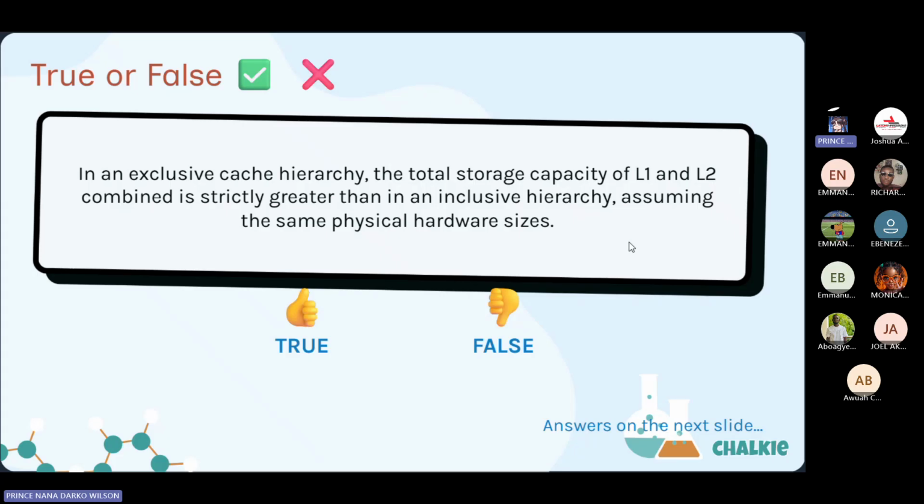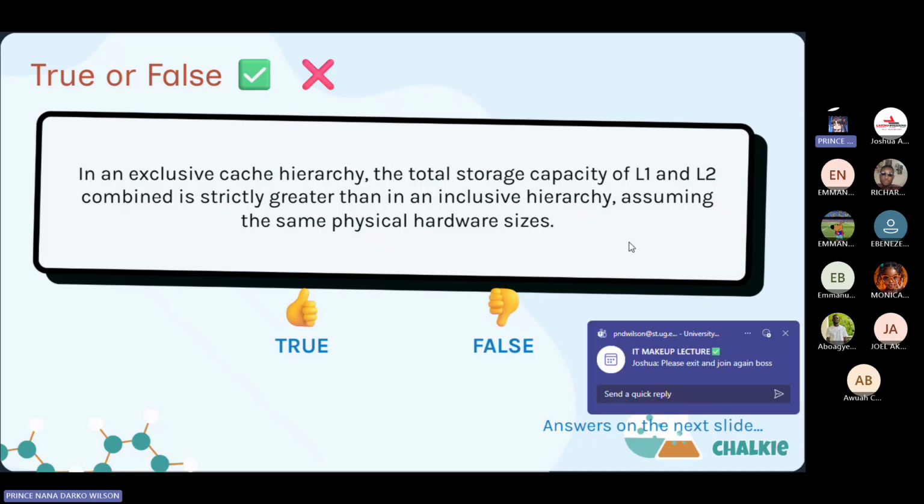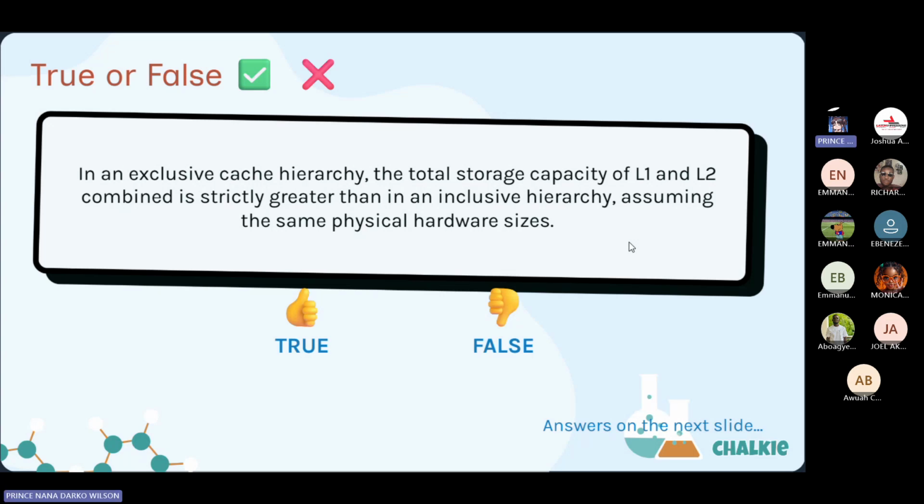Let's proceed. So then the question here, we've already done this one. So we are just recapping because it's been a while. So in an exclusive cache hierarchy, the total storage capacity of level 1 and level 2 combined is strictly greater than in an inclusive hierarchy. Assuming the same physical hardware sizes, is this true or false?